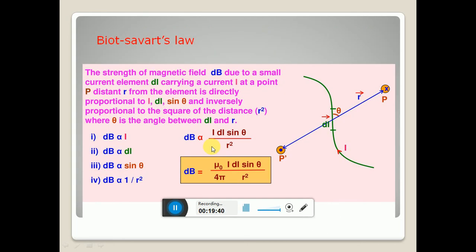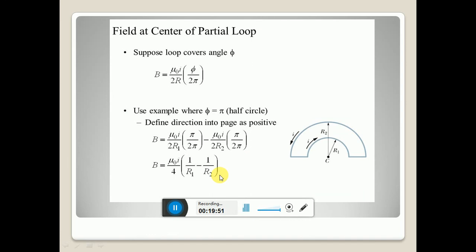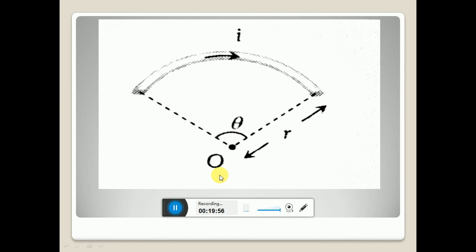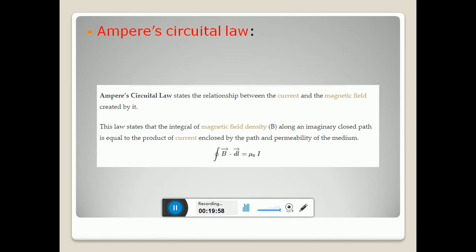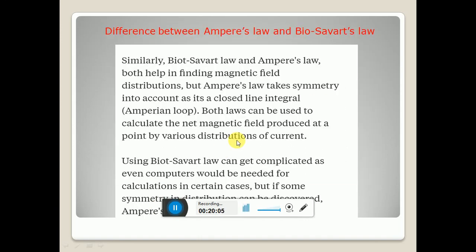Finally, in this class we studied Biot-Savart's law, determining the direction of the magnetic field using Biot and Savart's law, applications of Biot and Savart's law for different current carrying structures, Ampere's circuital law, the proof of Ampere's circuital law, and the difference between Ampere's law and Biot-Savart's law. In the next class, we are going to find out the applications of Ampere's law.